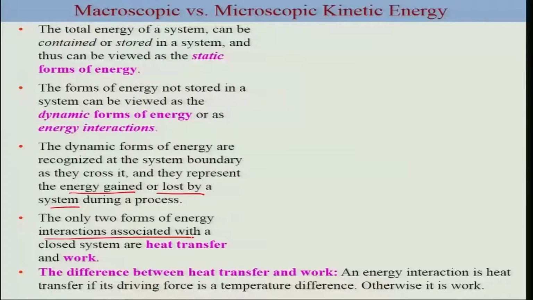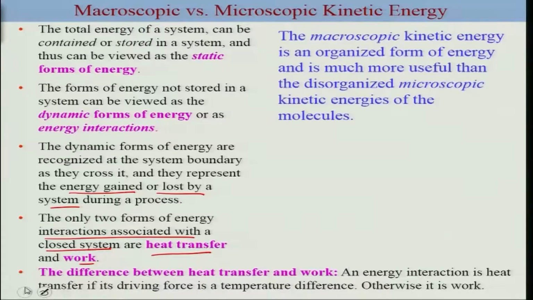So the two forms of energy associated with a closed system, which means the mass is not flowing, will be heat transfer and work. If there is a temperature difference, let's say between the surroundings and the system, it will be heat transfer. Otherwise, it will be work. So this is an example of a dynamical form, and we'll get into more depth on that.